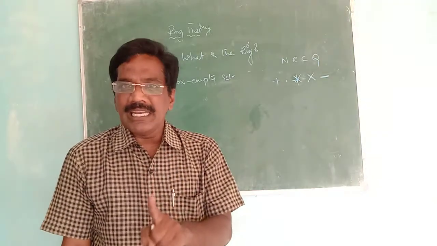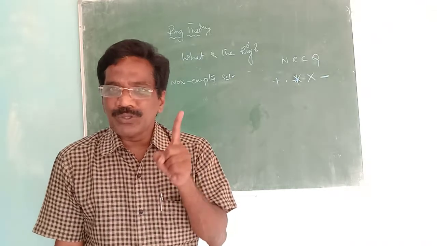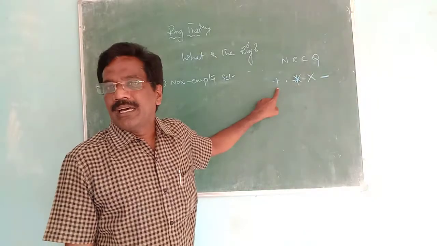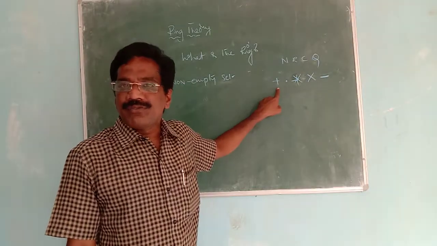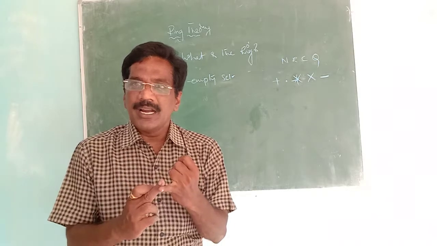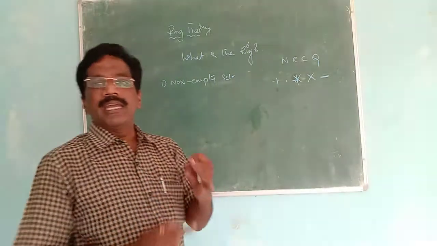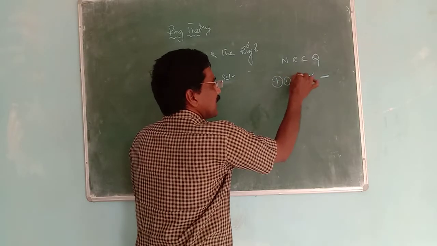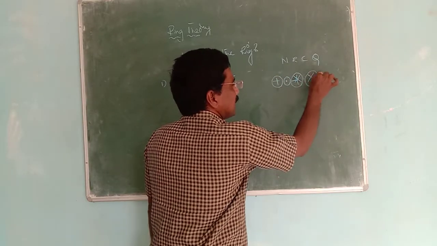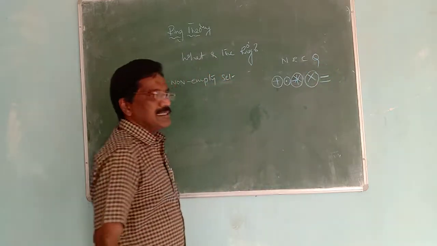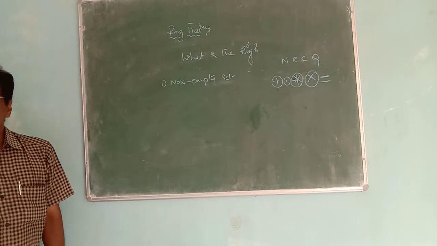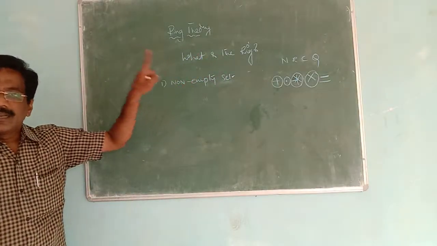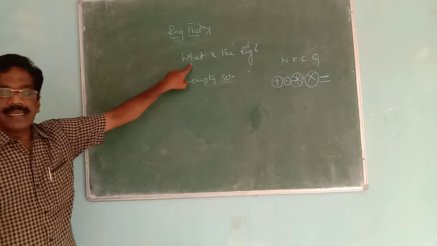Now we take any non-empty set, then we have to show the ring with the help of the binary operation or algebraic structure. First you take a non-empty set, and next you take a binary operation: addition, dot, multiplication, subtraction. These binary operations are used with a non-empty set. Now we have to show that it is a ring.